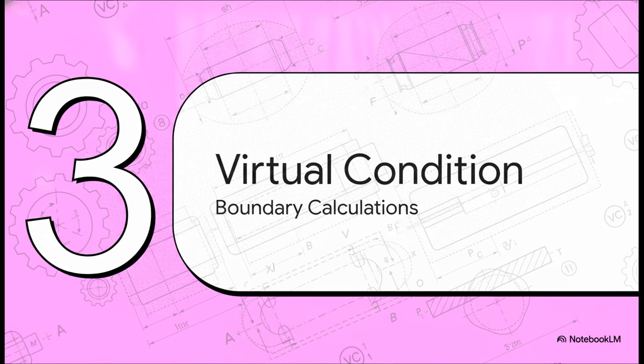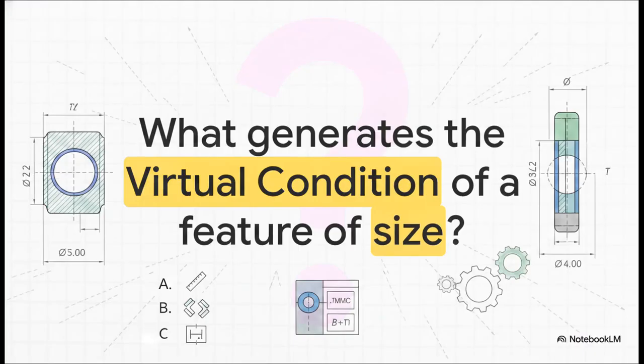Let's dig into how we calculate the absolute physical boundaries of our parts. Here is your question for round 3. What generates the virtual condition, the VC, of a feature of size? A. Size tolerance alone. B. Mating part dimensions. Or C. The collective effects of specified MMC or LMC and geometric tolerance.